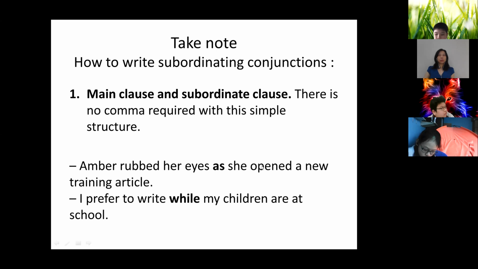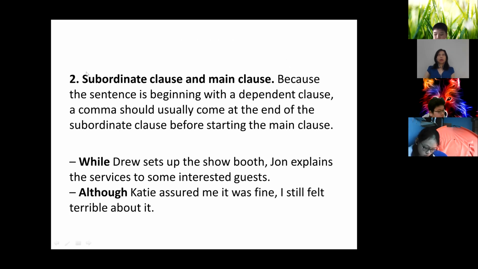Now I'm going to continue. So this is the first way to write main clause and subordinate clause. The second way: now you have the subordinate clause coming first in a sentence and the main clause comes after. Because the sentence is beginning with a dependent clause, a comma should usually come at the end of the subordinate clause before starting the main clause.